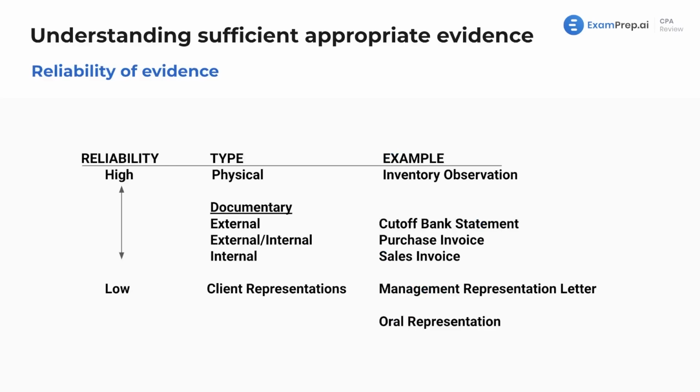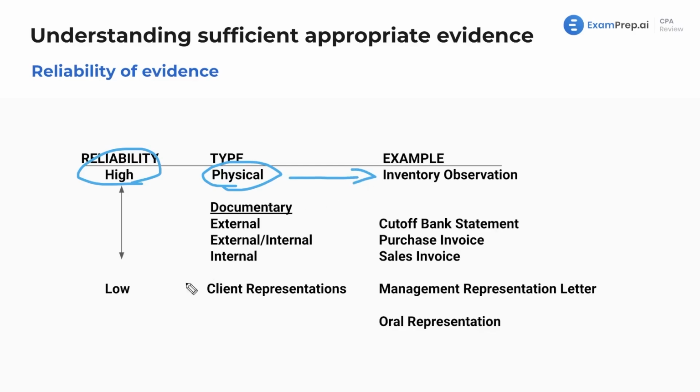Here's a great little graphic. We've got this for the reliability of audit evidence. On this end of the spectrum, we have the highest reliability of evidence. And here we have physical evidence, where you physically observed it, right? Something like an inventory observation.